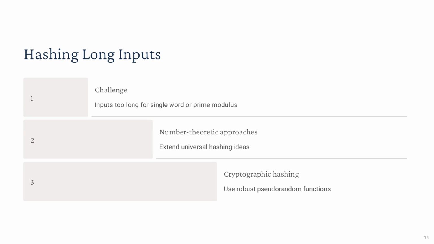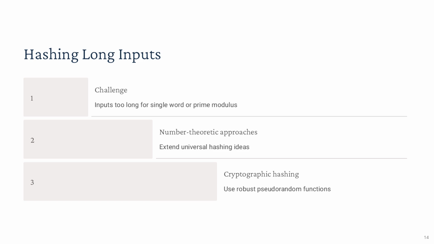Hashing long inputs poses unique challenges, as their size may exceed the limits of single-word or prime modulus hash functions. To address this, number-theoretic approaches extend the principles of universal hashing, breaking the input into smaller chunks. Each chunk is hashed separately, and the results are combined to produce a final hash value. This method ensures efficiency and uniformity, even for lengthy inputs.